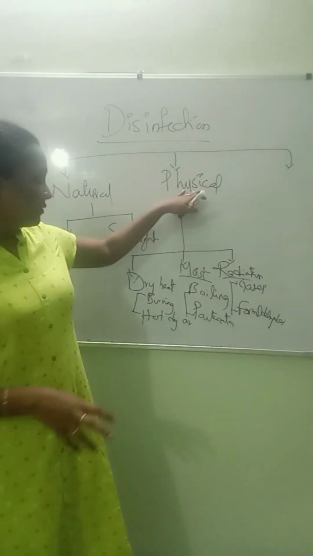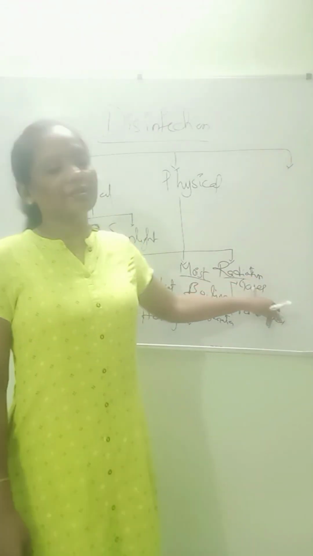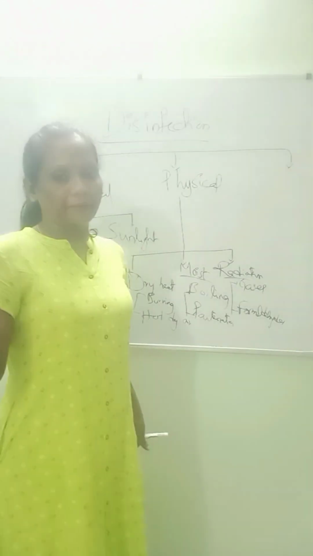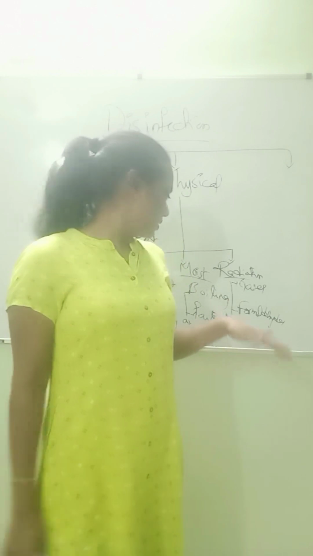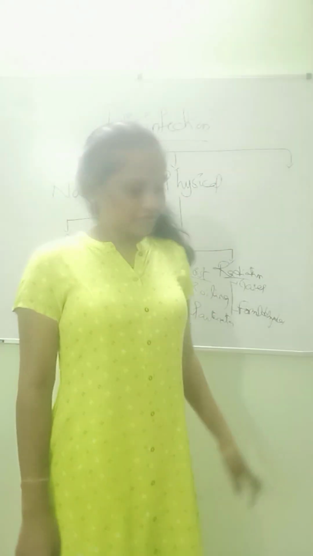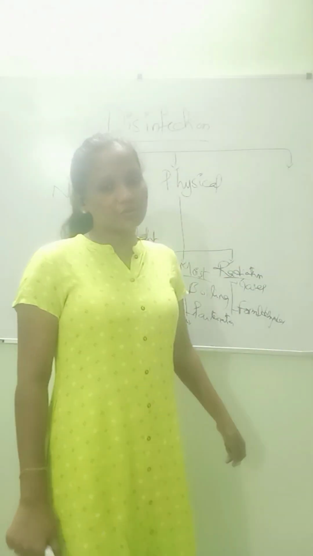So under physical there are three methods: dry heat, moist heat and radiation. Dry heat means by burning or using hot dry air, we can kill the microorganisms. Moist heat means by boiling or pasteurization, and radiation means by gases or formaldehyde.